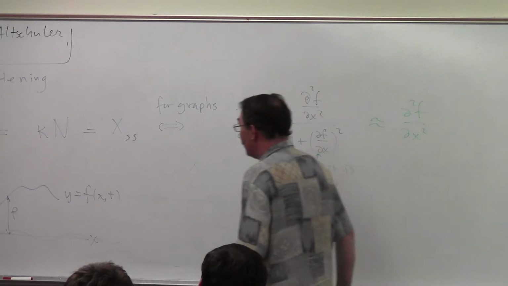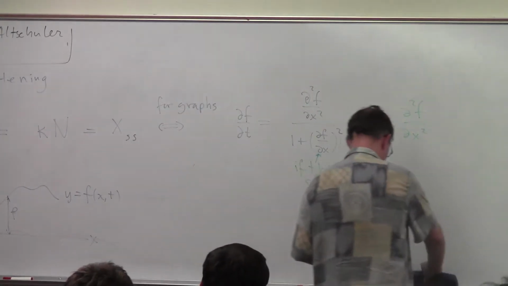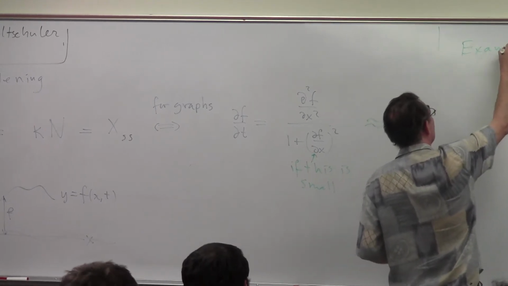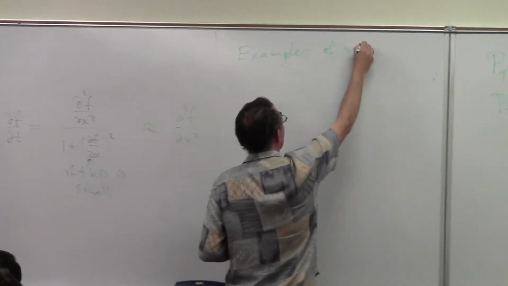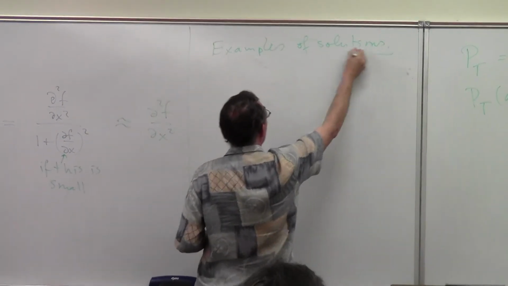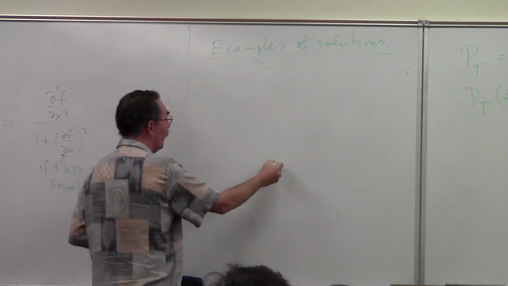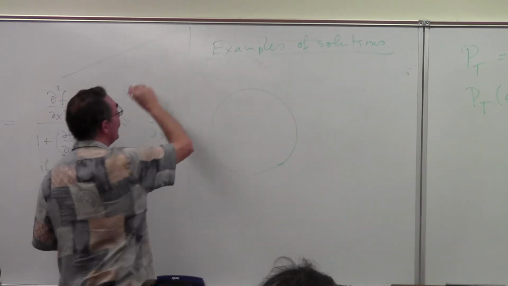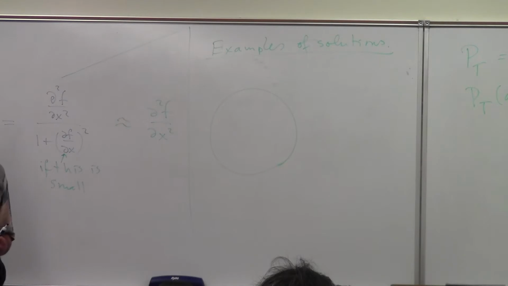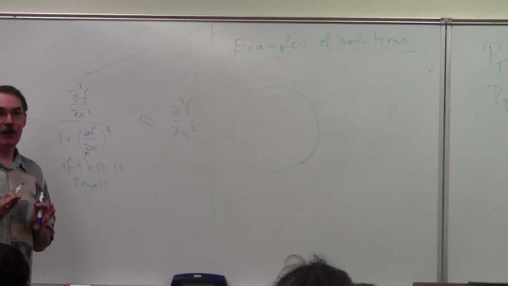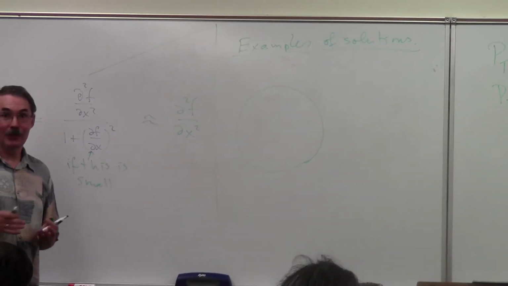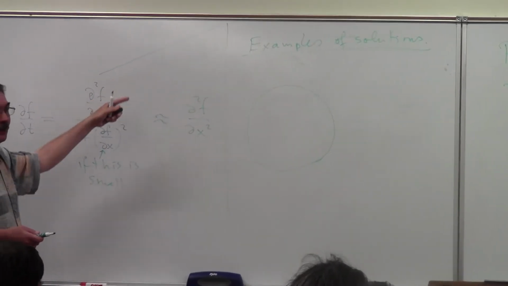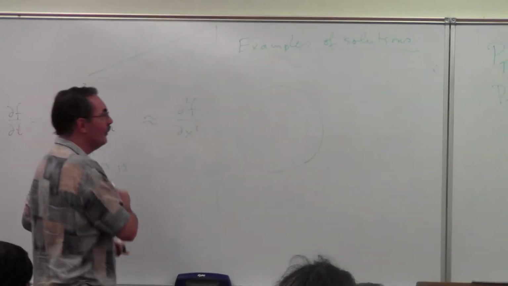Let me go to examples of solutions. The simplest example is a straight line. A straight line has curvature 0. If you just let it sit still, its velocity is 0. That's a solution. 0 is 0. So a straight line is a steady state. It's an equilibrium solution. It's a solution that doesn't move. So not an interesting solution.